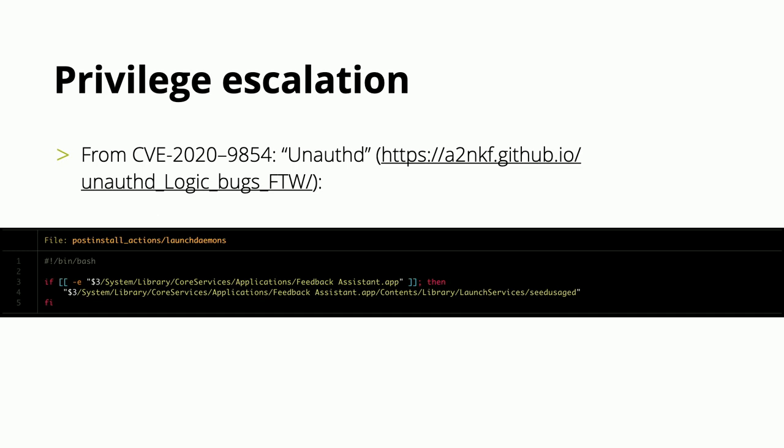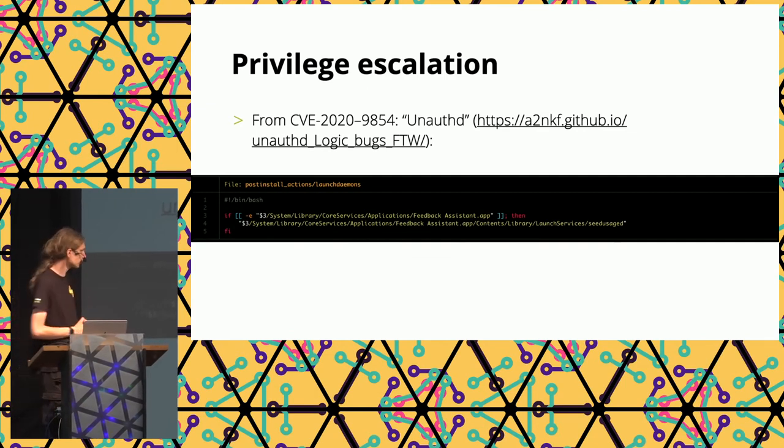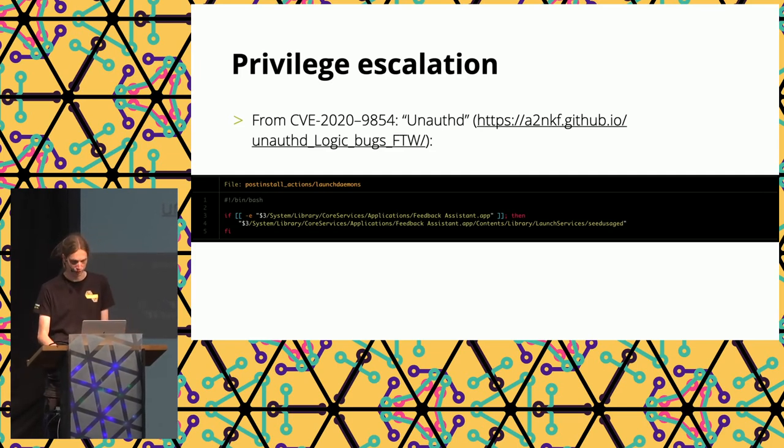But it doesn't actually check that the disk you install it on is a macOS disk. So you can just install it to a disk image or a ROM disk, and then create a shell script there, and then it will execute that as root. So this is a way you can use this to take one entitlement and then use that for privilege escalation.